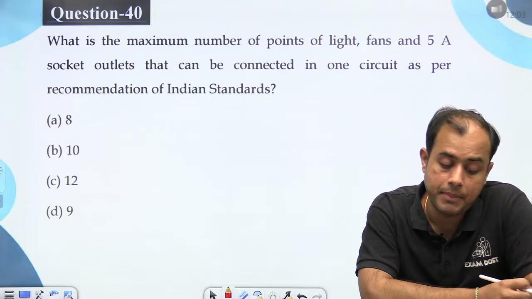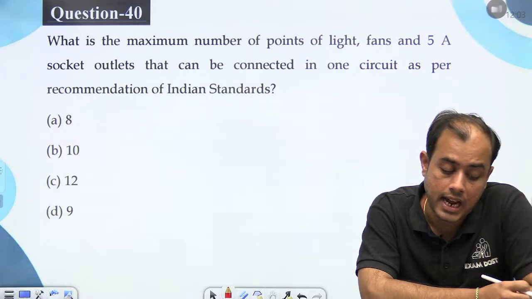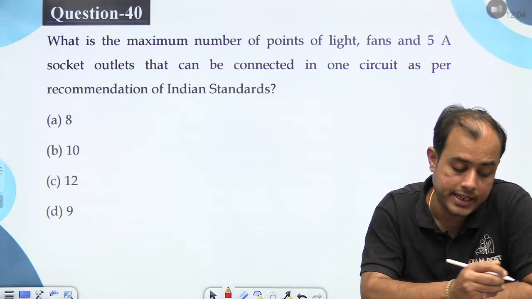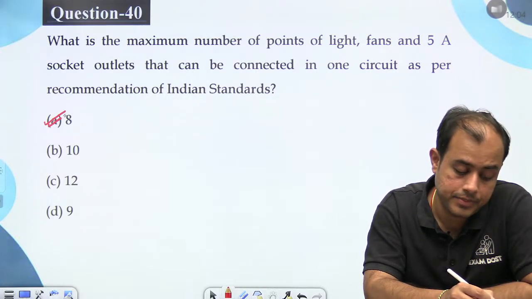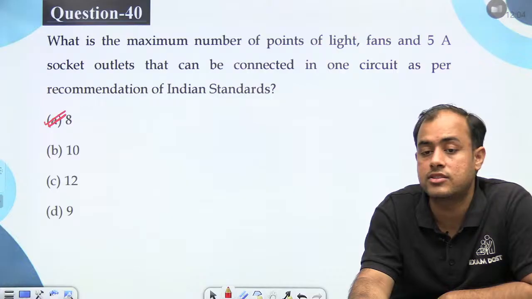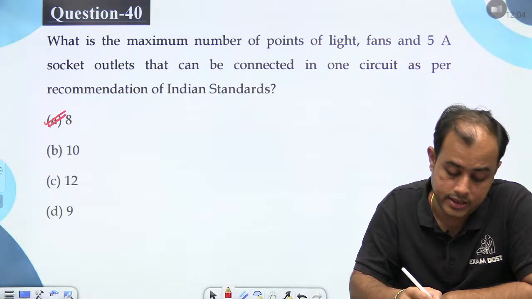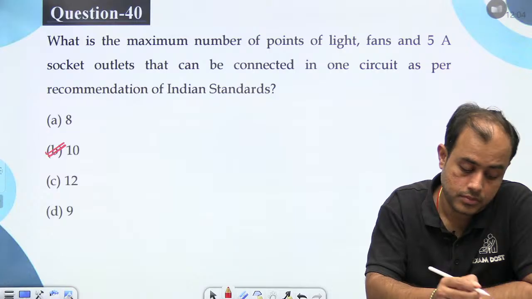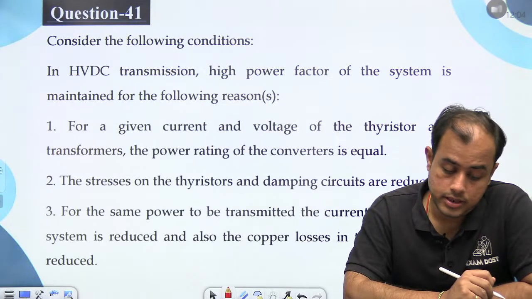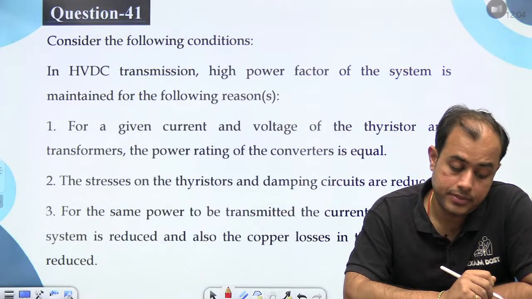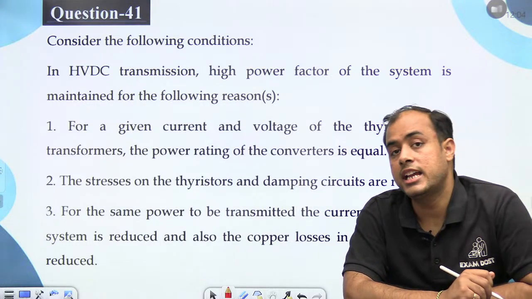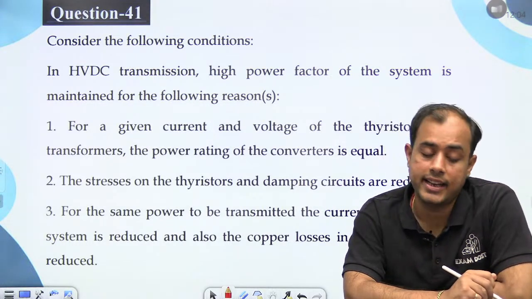ESE 21, maximum number of point of light fan in 5 ampere socket outlet as per Indian standard is 8. 5 एम्पियर के फैन सॉकेट आउटलेट, सॉरी 10 होता है, is 10. Okay, this is ESE 23. Choose the correct statement. High power factor is maintained in HVDC, why?